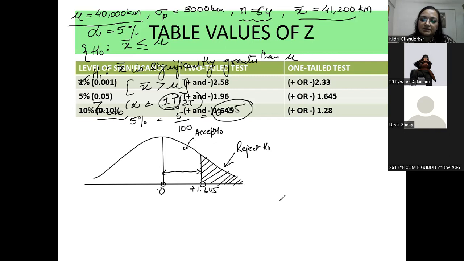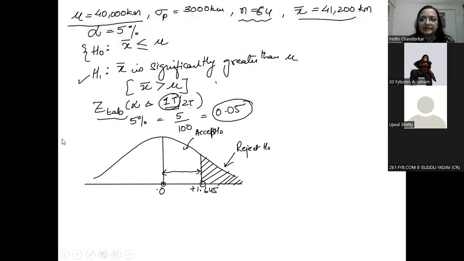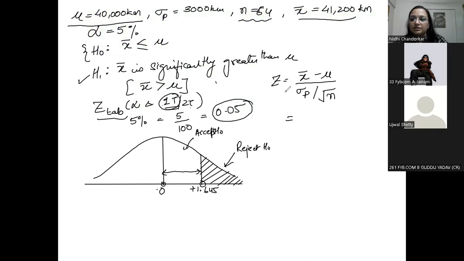Okay, so let us go back to our slide and see how to solve that sum. Blank slide, blank slide. Yeah, here it is. Now we will substitute the values in the formula of the Z test for infinite population. What's the formula? Z is equal to X bar minus mu upon sigma P upon square root of small n. I will substitute the values. You guys have to quickly calculate what is this value of Z. This is the Z calculated value.